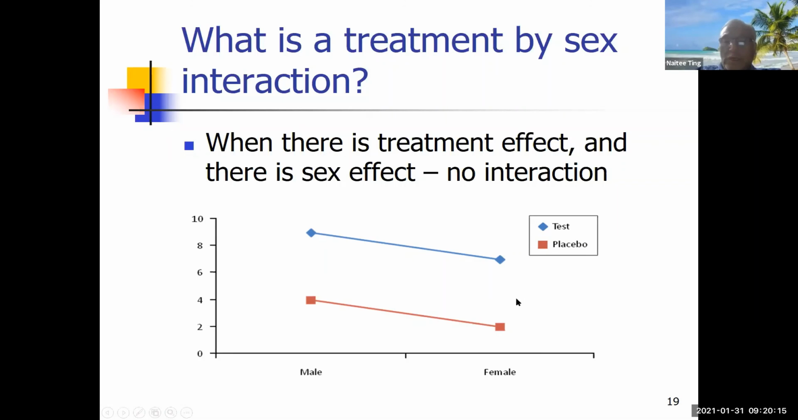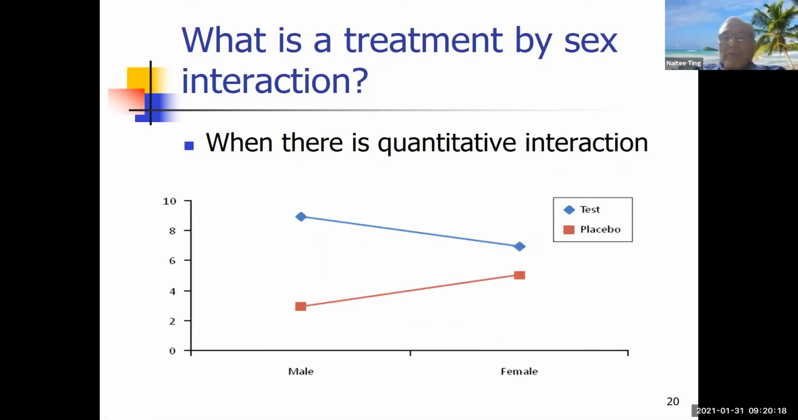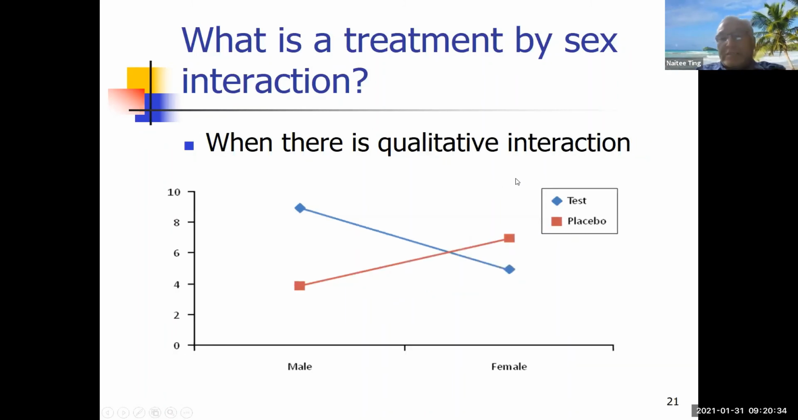Now, here's what we call quantitative interaction. The test drug is better than placebo in both genders, better in male and better in female, but the benefits are different, so we call it quantitative interaction. And this is qualitative interaction, where the benefit in one gender becomes harm in the other gender. So the test drug is better than placebo in male, but worse in female. Okay, so that's what we're talking about, interaction.